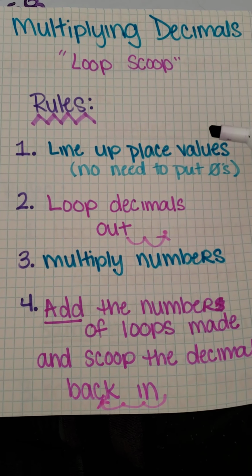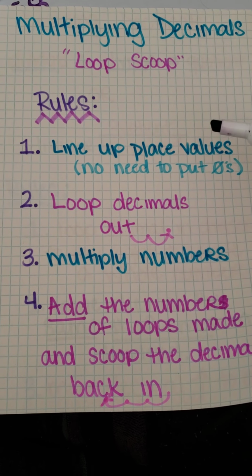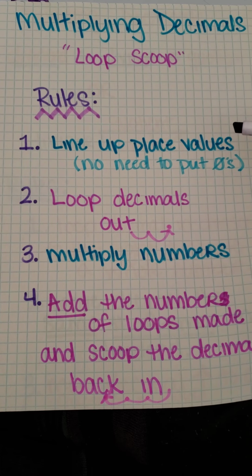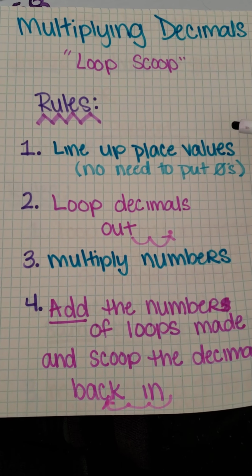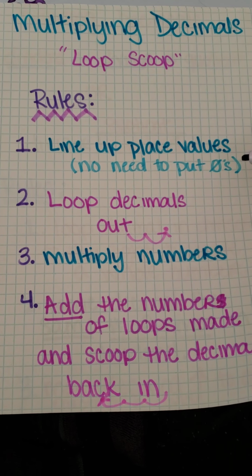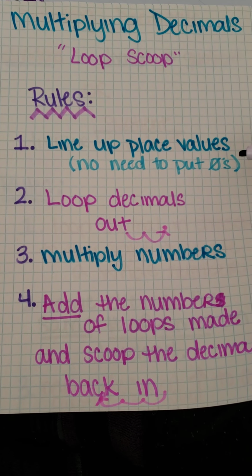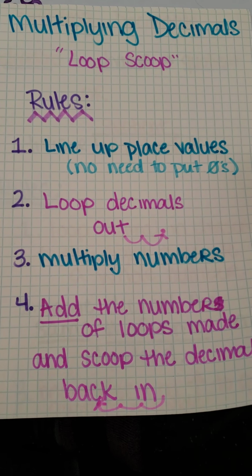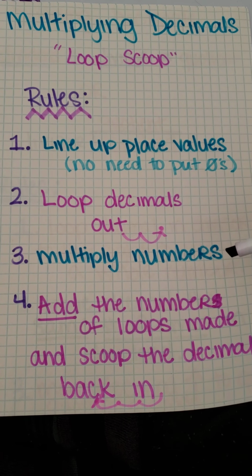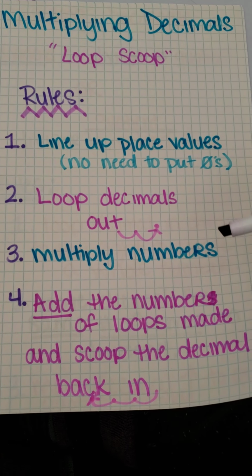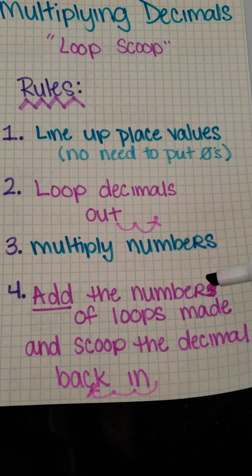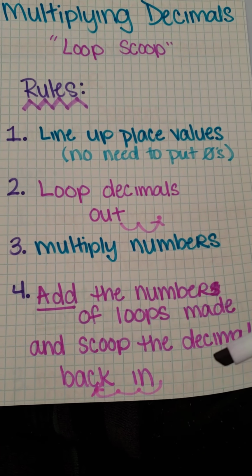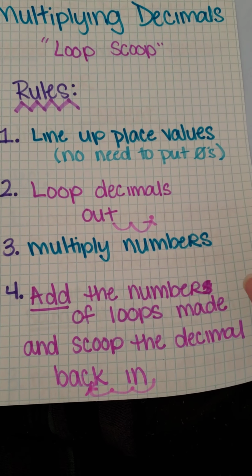Rule number 1 is that we are going to line up the place values. Notice how it says place values and not decimals. So we line up the place values and there's no need to put zeros in for missing values, because we are going to loop out our decimals. Then we're going to multiply the numbers normally. Then we're going to add all the loops that we made and then scoop the decimal back in with the sum of the loops made.